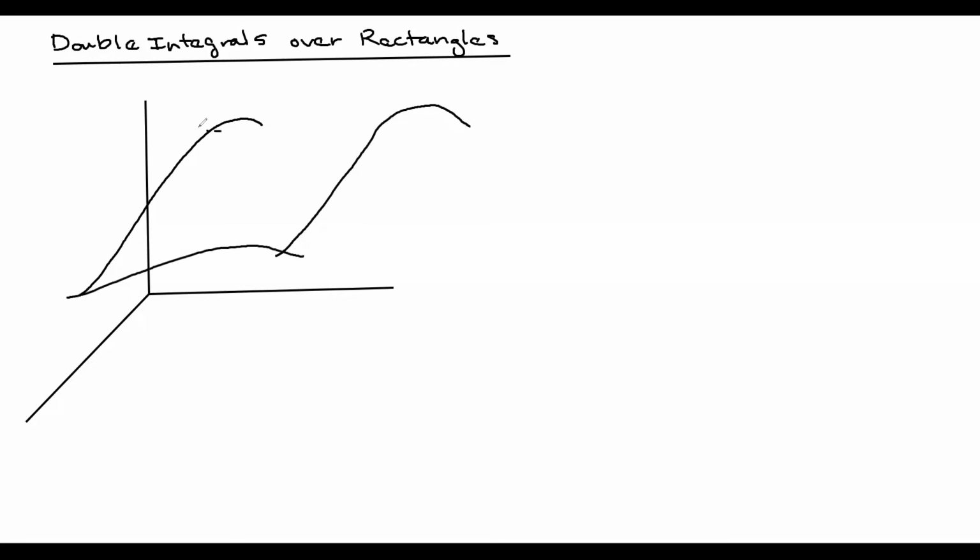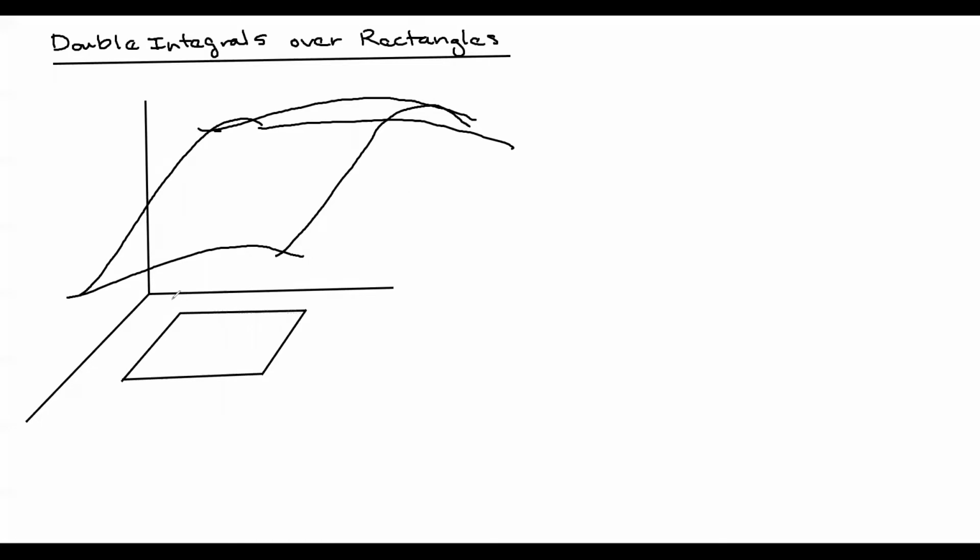So here we have a surface. And beneath the surface, we have a rectangular region. That rectangular region is defined by constants. So we have from A to B and from C to D. So A to B on the x-axis, C to D on the y-axis. And then we're trying to find the volume that's beneath the surface and above this rectangular region.